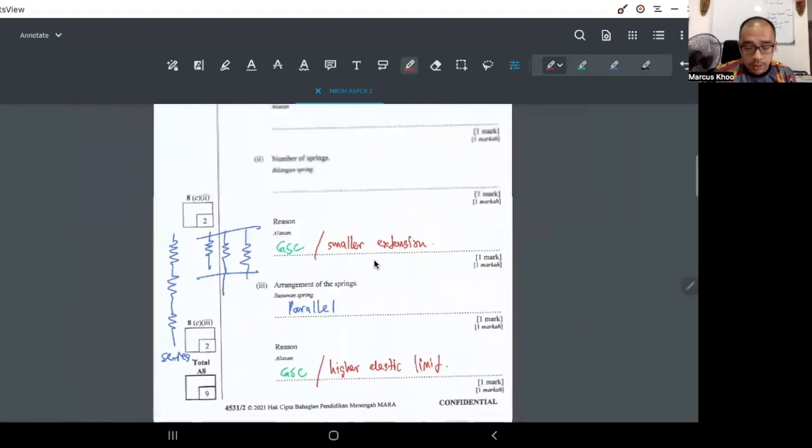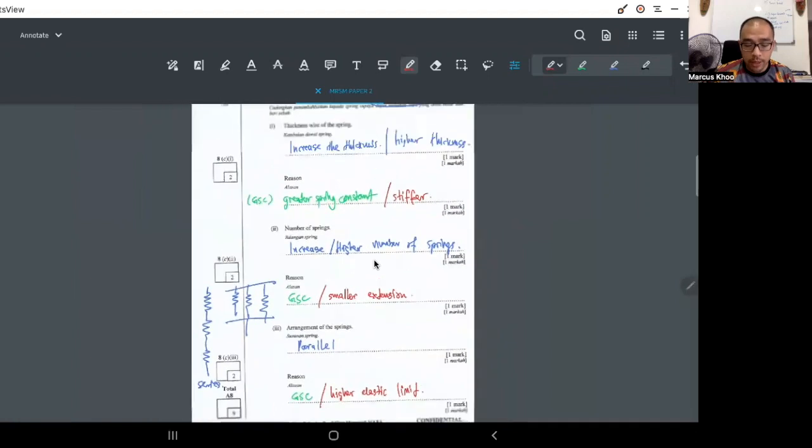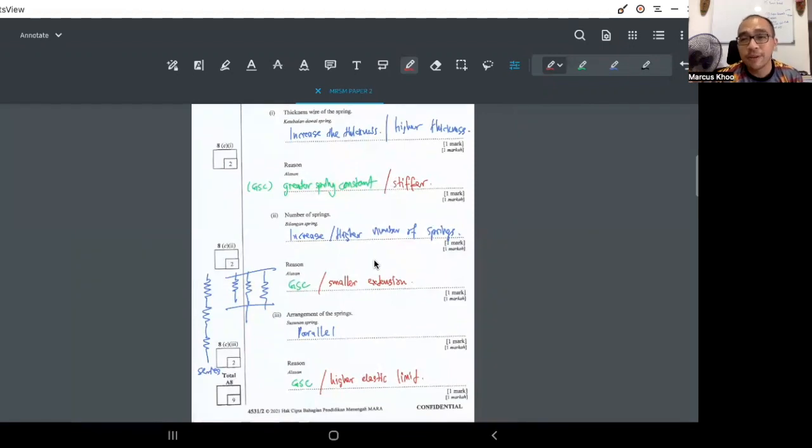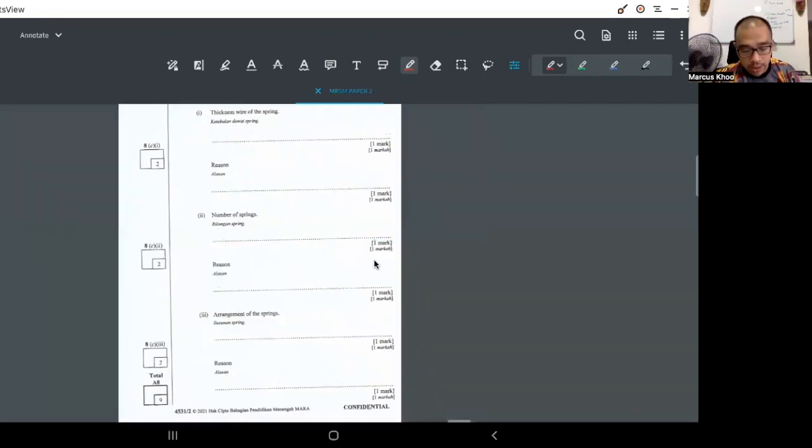So you can use greater spring constant for all three if you want, or you can mix and match, depending on how much you can remember for the exam. But stiffer, smaller extension, higher elastic limit are related to the characteristics. Thickness is usually associated with stiffer. Number of springs, more, is smaller extension. Arrangement of springs in parallel is usually associated with higher elastic limit. So make sure you get the correct reason for the correct characteristic. Don't mix them up.